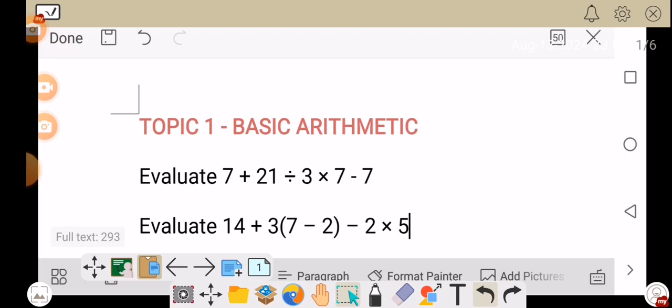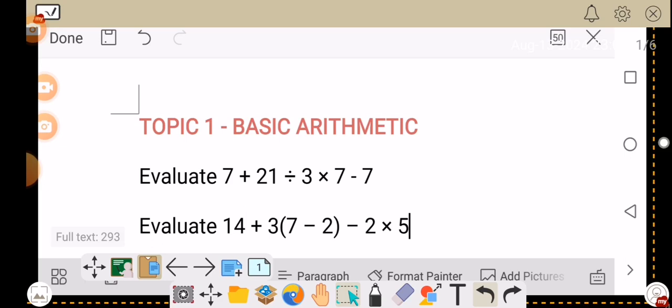So our first topic is basic arithmetic. Then from here we will go on and discuss the second topic, which is basic algebra. Our main goal is to prepare adequately before our exam approaches.